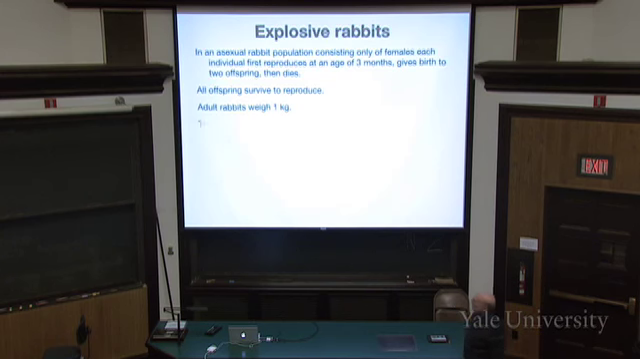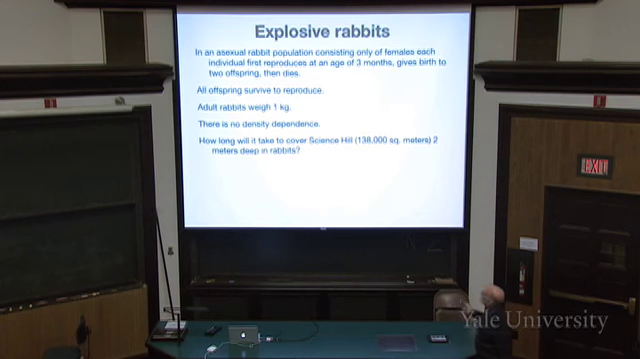Adult rabbits weigh 1 kilo. There's no density dependence. I didn't give you this, but let's say they cover 100 square centimeters, something like that, so about 1/10 of a meter. How long will it take to cover Science Hill 2 meters deep in rabbits? I think you'll be surprised. It doesn't take very long. We can just start with 1, and you're going to have Science Hill 6 feet deep in rabbits pretty quick.